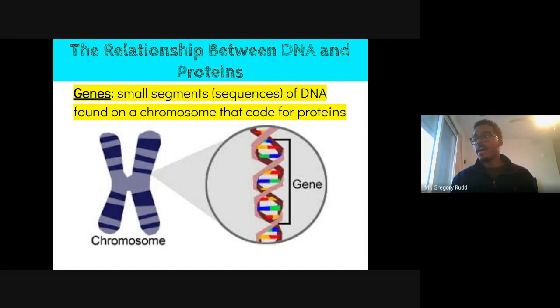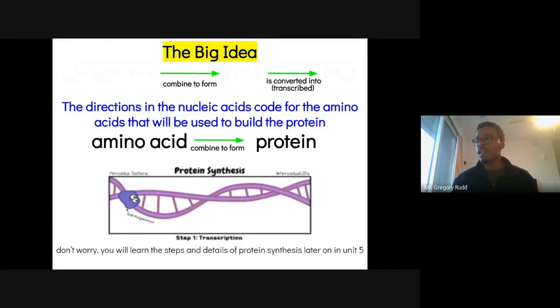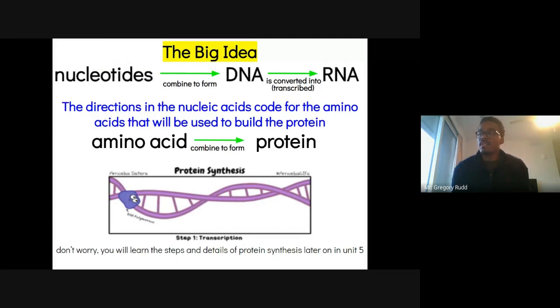We'll talk a lot more about that, but genes are really, really special. And so we've got to differentiate. Genes are not DNA. Genes are sections of DNA. And here's the big idea, though. The nucleotides that make up DNA, the A's and the C's and the T's and the G's, eventually get converted through a process called transcription to RNA. We're going to dedicate a whole unit to this.